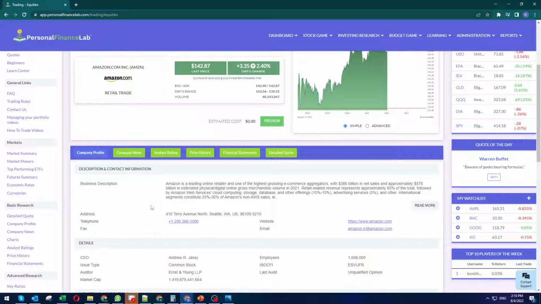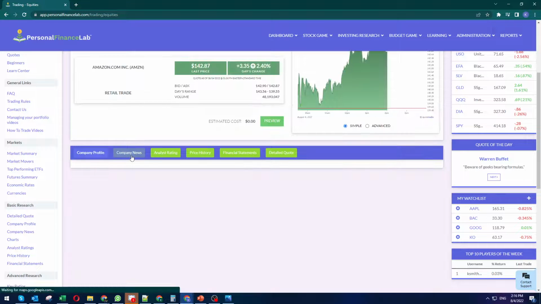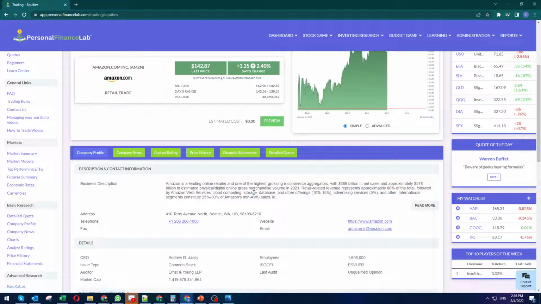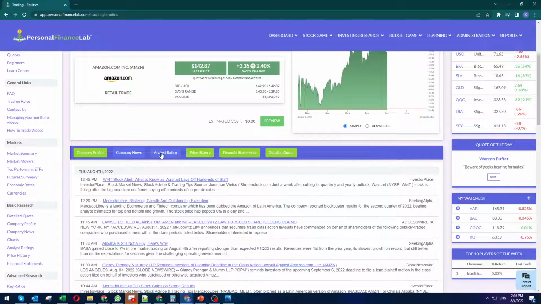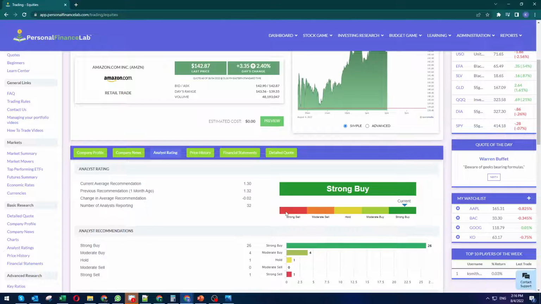If I scroll down a little bit, I have some information about who this company is and what they do. News stories that mention this company, so I can refer to this if I want an idea of why the company's price is going up or down. An analyst rating, so what's Wall Street saying about this stock? This is a good place for students to take pause and check this before they make a decision.